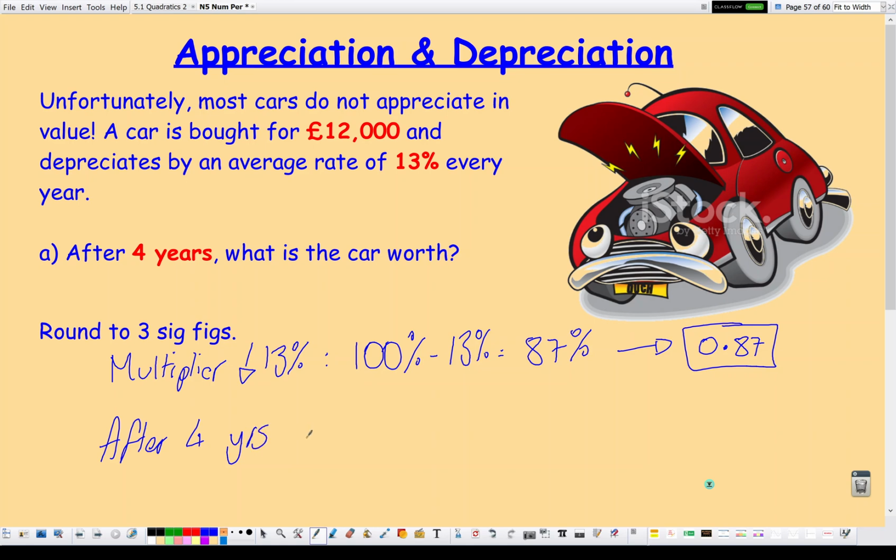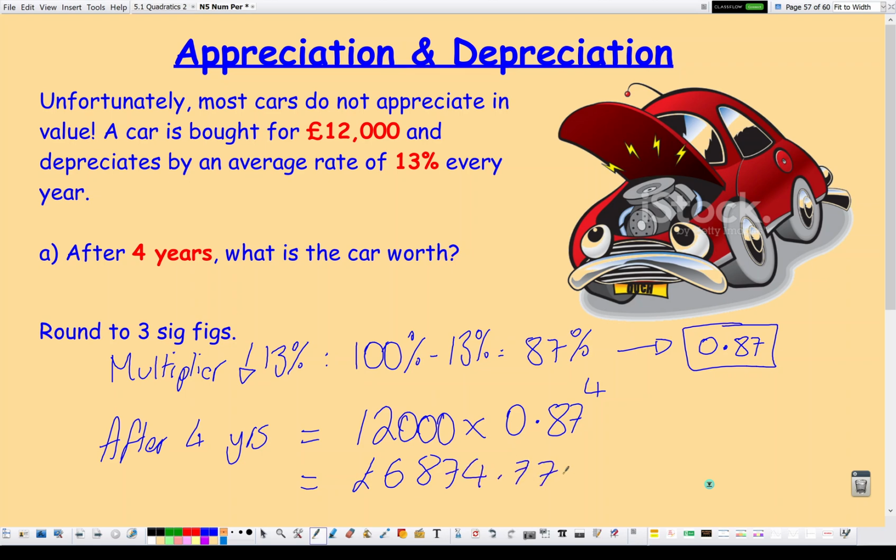So after 4 years, the value is going to be 12,000 multiplied by 0.87, and that would be decreasing it once by 13%, but I want to do it 4 consecutive times, so to the power of 4. So now just put that into your calculator, and you'll see that gives you a value of 6874.77, etc. I've been asked to round to 3 significant figures, so let's do that now.